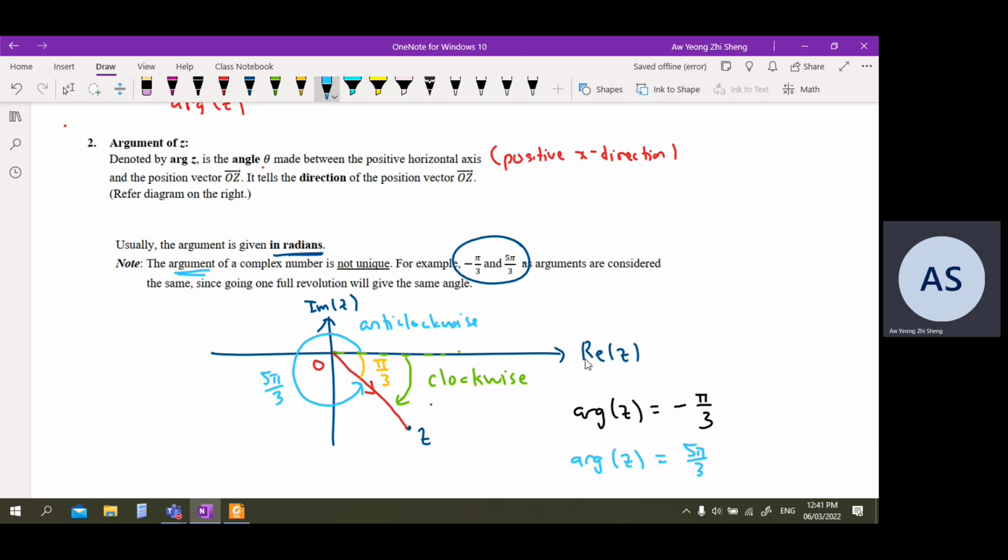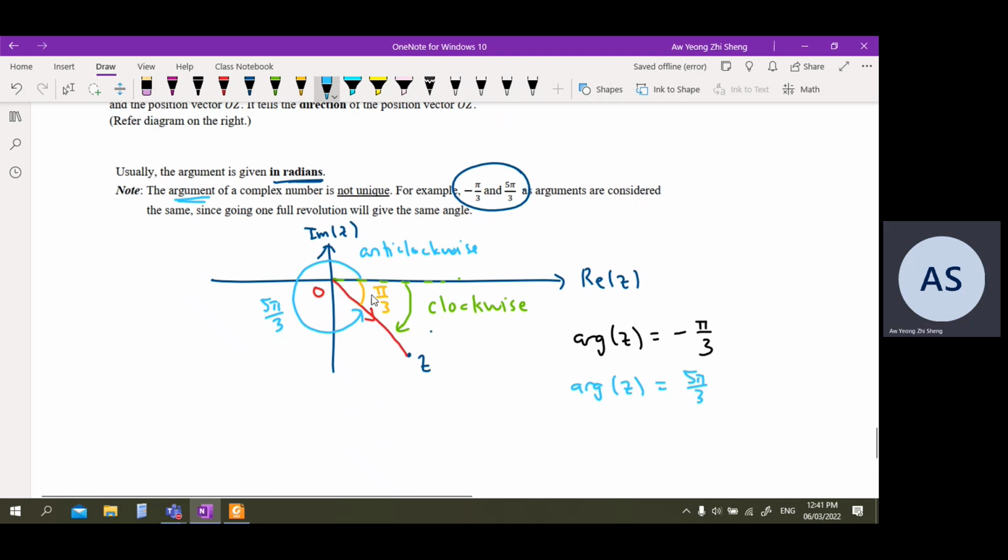Not only that, in fact, I can continue to go one more cycle. That means the argument of z can also be written as 5 pi over 3 plus 2 pi, and that would give me 11 pi over 3.